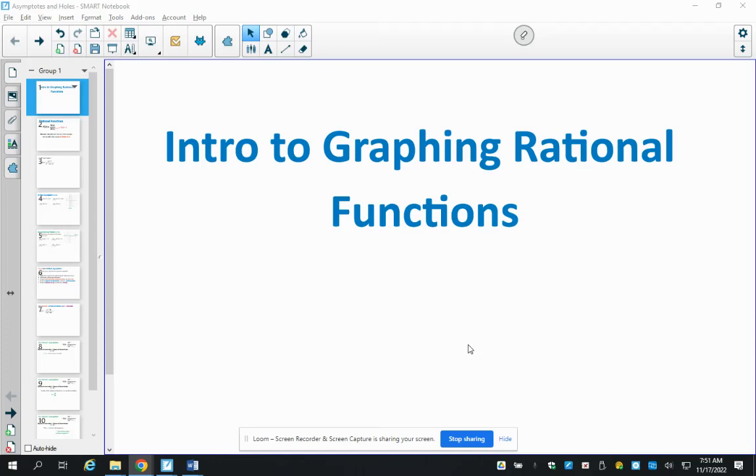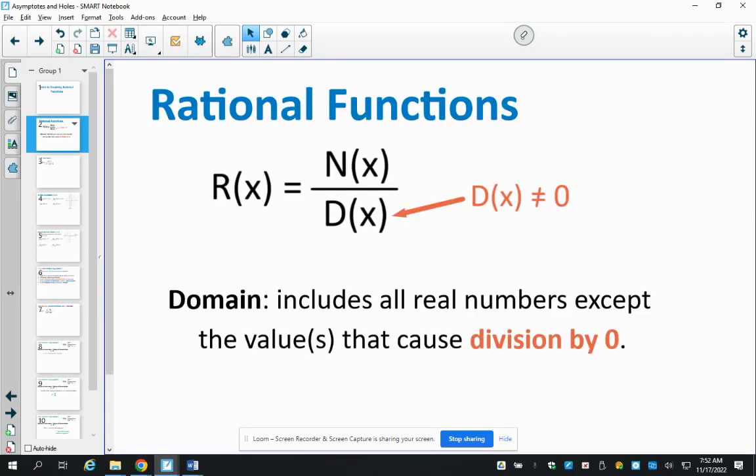In this video, we are going to take a look at an introduction to graphing rational functions. So a rational function is just going to be a function that has division in it. So you're going to have some polynomial function in the numerator and some polynomial function in the denominator. And remember that we can't do division by 0 ever in math.